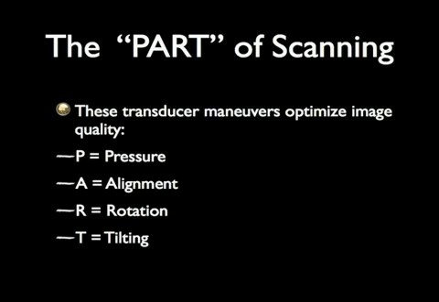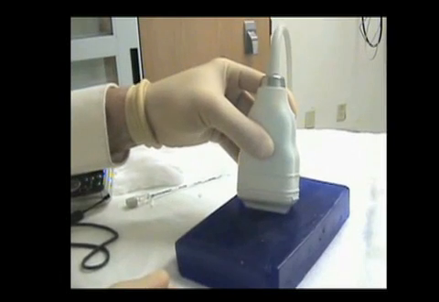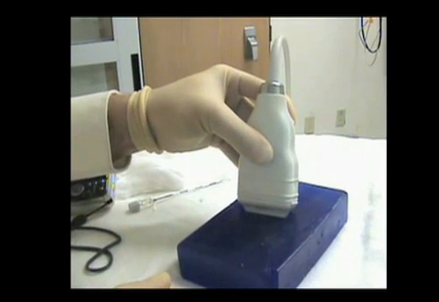The next area we will discuss is the parts of scanning. These are specific transducer maneuvers that optimize image quality, both of the needle and the nerve. These include 1. Pressure, 2. Alignment, 3. Rotation, and 4. Tilting. We will now demonstrate each one of these maneuvers using our simulator.